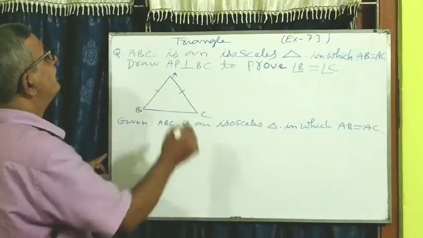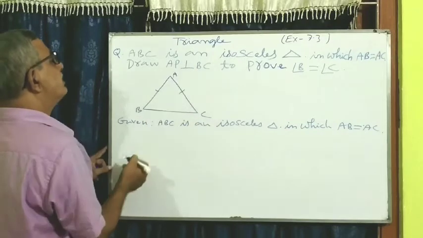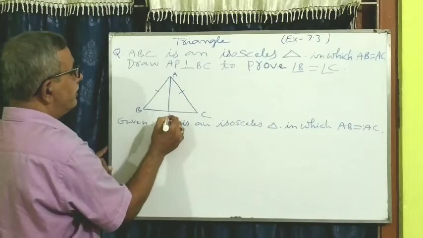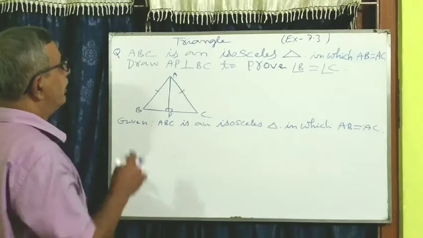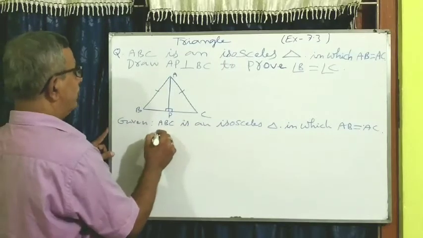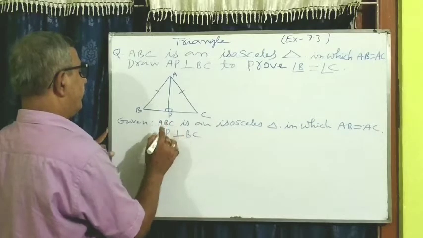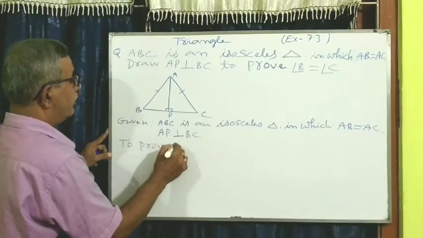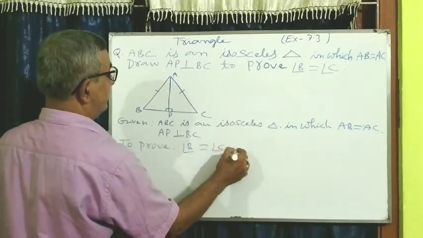One more thing is given. Draw AP perpendicular to BC. Here, not in construction, because it is already given in the question. So you have to write AP perpendicular to BC. It is also given to you. To prove, what is to prove? To prove: angle B is equal to angle C.